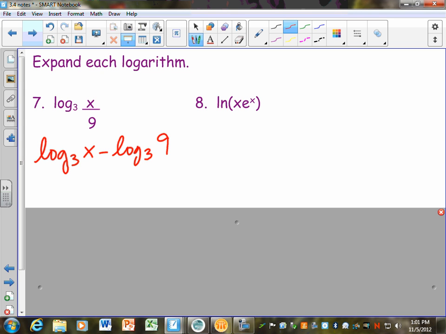And then I just want to caution you, once you break it up, see if you can simplify anything. Log 3 of x, can I do anything with that? I don't know what x is. What about log 3 of 9? Yeah, isn't that saying 3 to the what power equals 9? So if it's one of those that works out to be a nice number, I don't expect you to give me crazy decimals. So log 3 of 9, what does that equal? 2. So this would be the answer that I would be looking for there: log 3 of x minus 2.